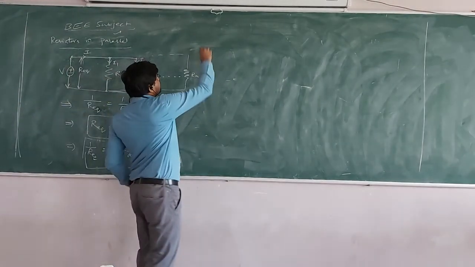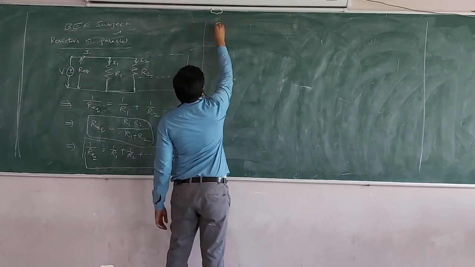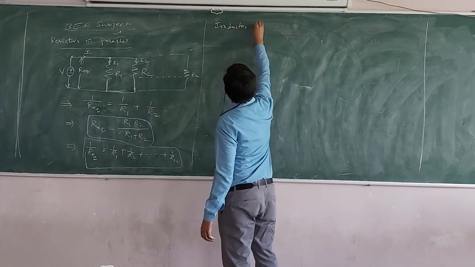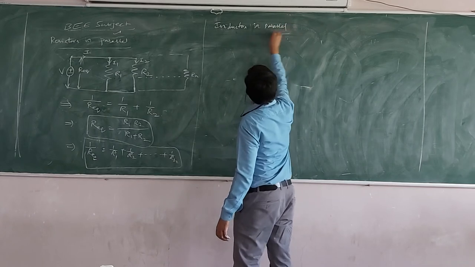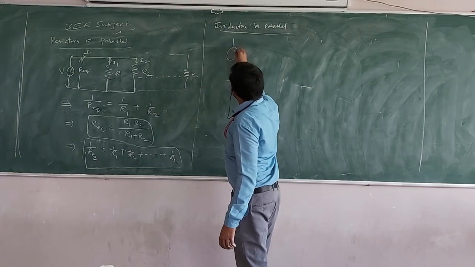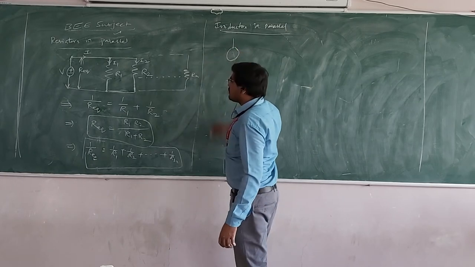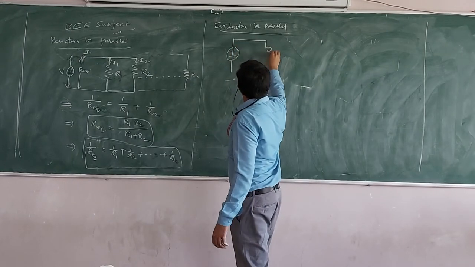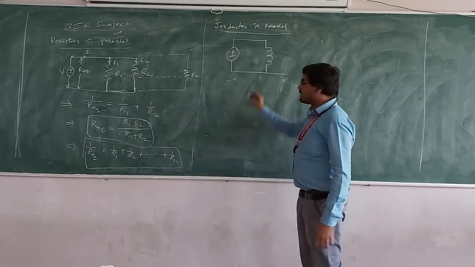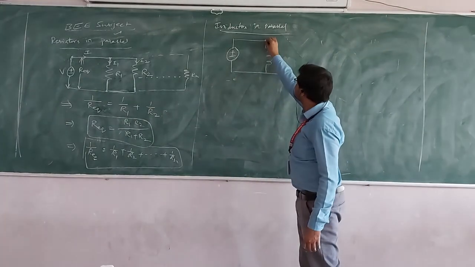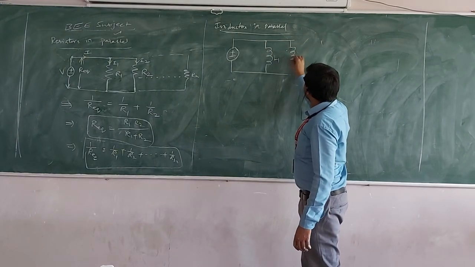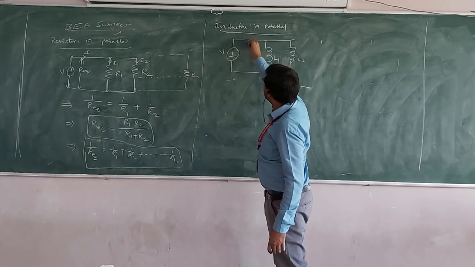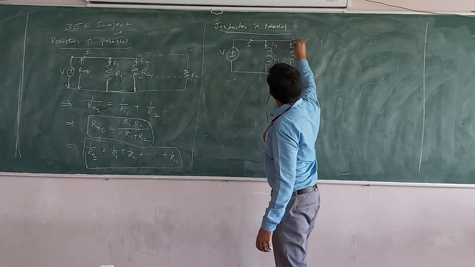Similarly, now inductors in parallel combination. We will draw the same circuit, but instead of resistors we consider inductors. This is the inductor symbol. Let us assume this inductor's value is L1 and another inductance is L2, the supply voltage is V, the current going in this branch is I, and here it is I1 and I2.